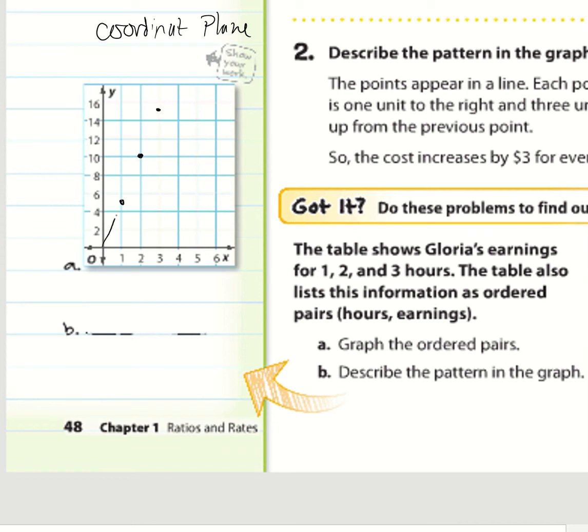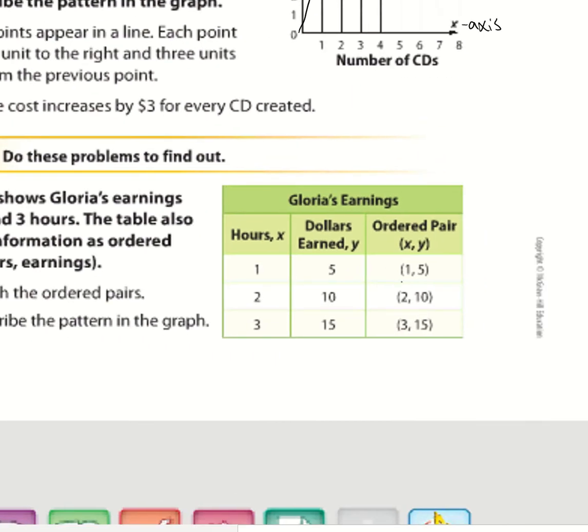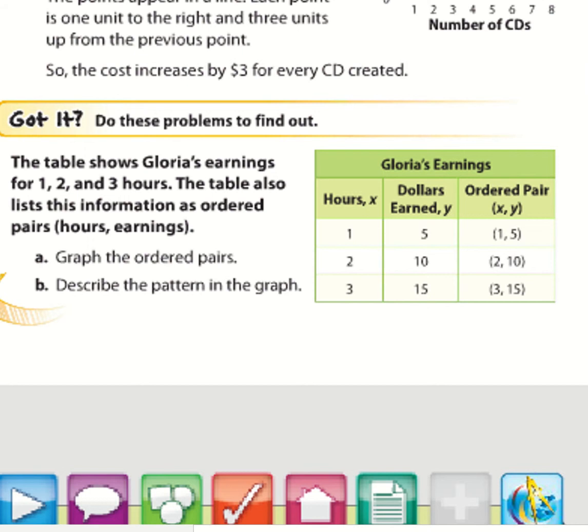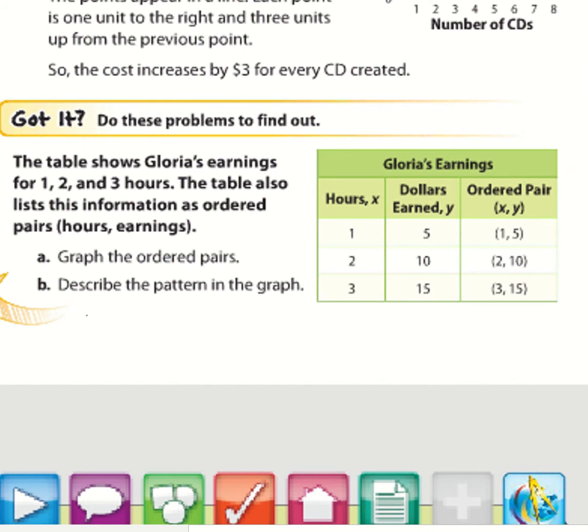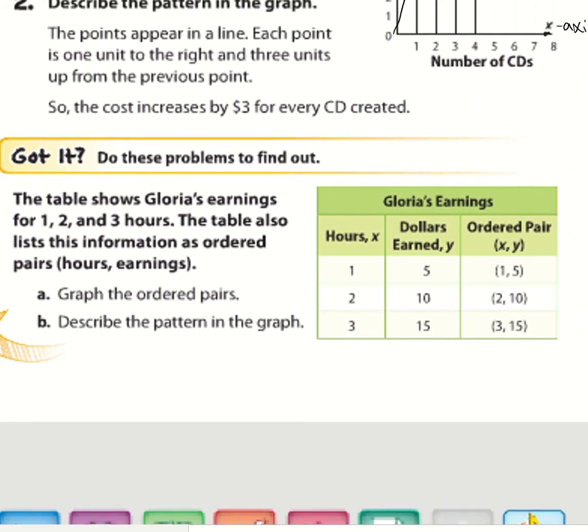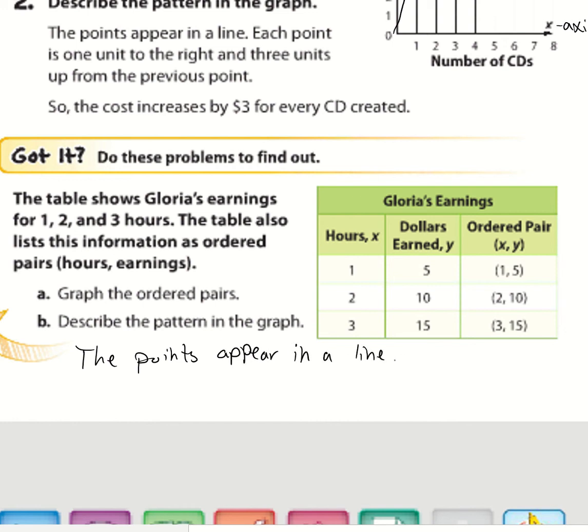So I'm going to describe the pattern. If I notice, my x increases by 1 and my y increases by 5. So I'm going to say the points appear in a line, one unit to the right and 5 units up from the previous point.